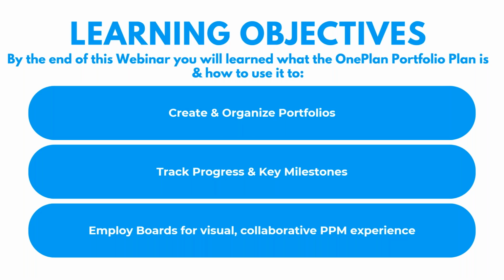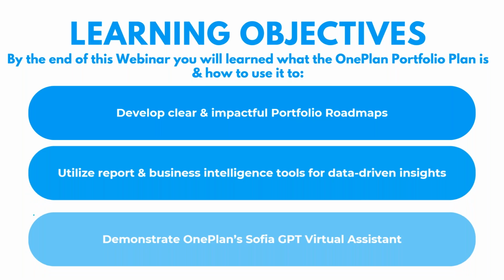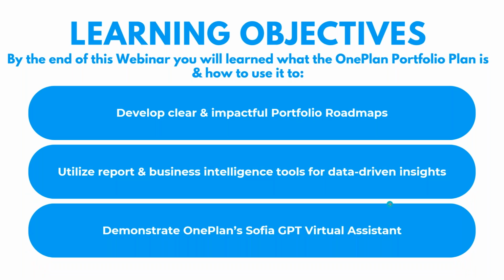We also took a look at how you can use portfolio boards for visual and collaborative portfolio management, where we showcased how to enhance the portfolio management experience with visual collaborative tools, facilitating better communication and coordination among team members. But wait, there's more. We also took a look at how you can develop portfolio roadmaps using OnePlan's road mapping tool, where we provided insights into developing clear and impactful portfolio roadmaps, enabling stakeholders to gain a comprehensive understanding of portfolio objectives, timelines, and dependencies.